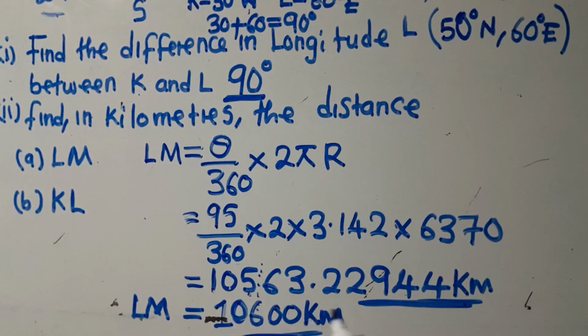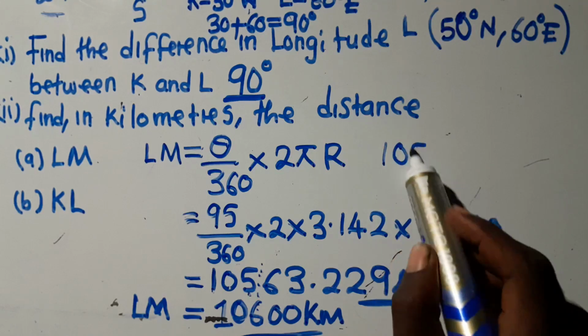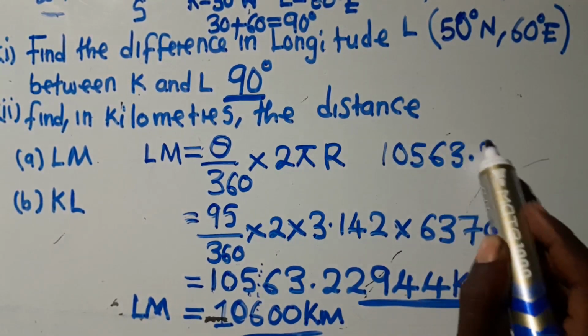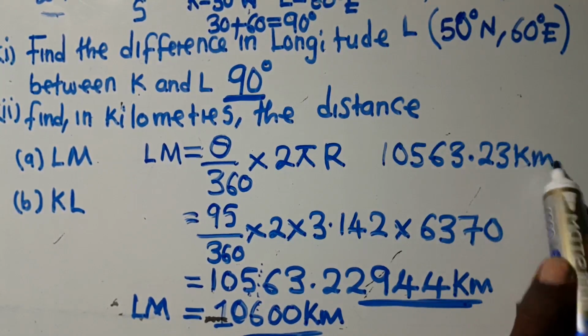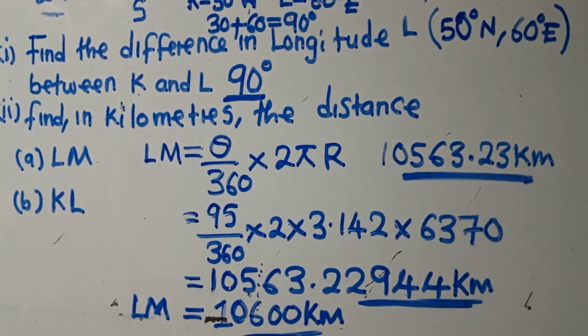If you are not sure of what you are doing, they are going to mark you. This is not to say this is the answer that you are supposed to write. No, they will mark you. But I'm just telling you all the alternatives that you need to do. So here, if you want, you can just say 10563.23 kilometers. It is just fine and okay. They will still mark you. So you can choose which one is easy for you. So this is what we are supposed to do. This is what we are supposed to get.